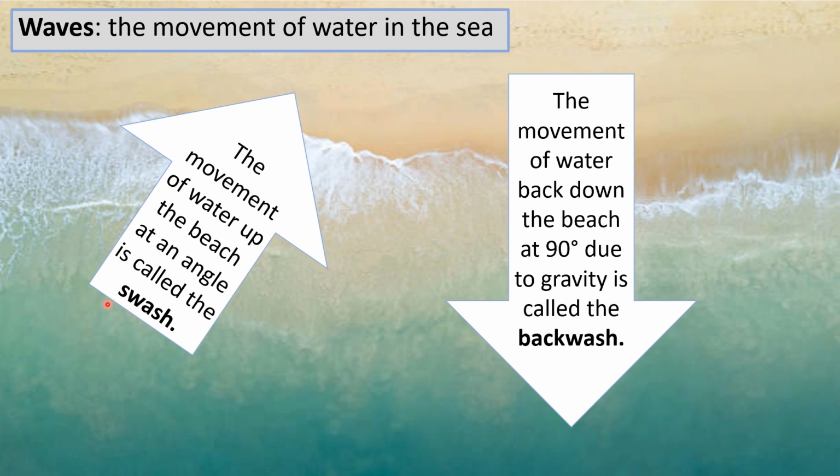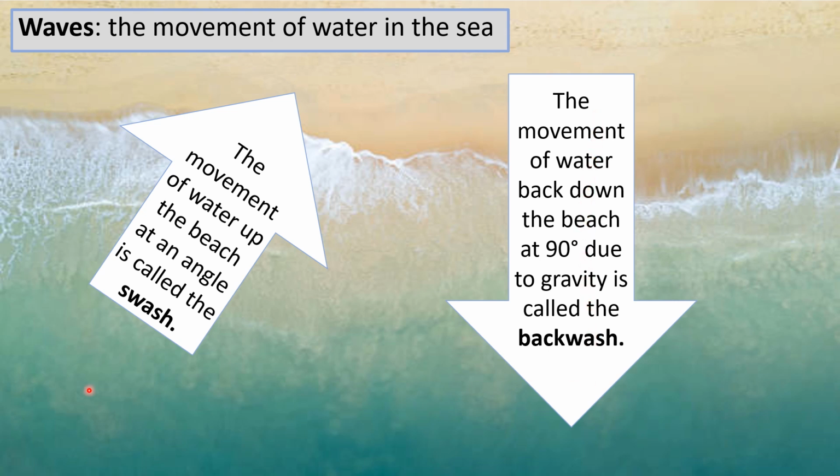The first word is swash, and swash is the movement of water up the beach, and this always happens at an angle. This is due to the prevailing wind. And the second key word is backwash. This is the movement of water back down the beach, and this happens at 90 degrees due to gravity.